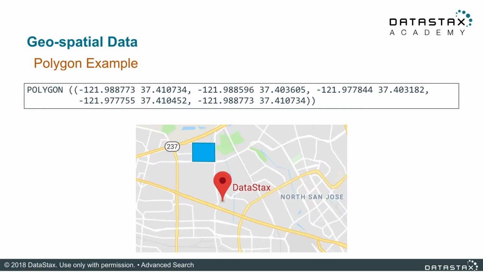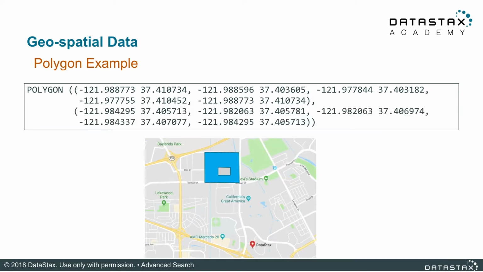That's a lot of requirements to try to visualize what a polygon looks like, so let's take a look at an example. Here's a polygon that has outer bounds defined that would make up a rectangle, as seen on the map here. Note that the coordinates just appear to be enclosed by two sets of parentheses, so there is no inner bound defined for this polygon.